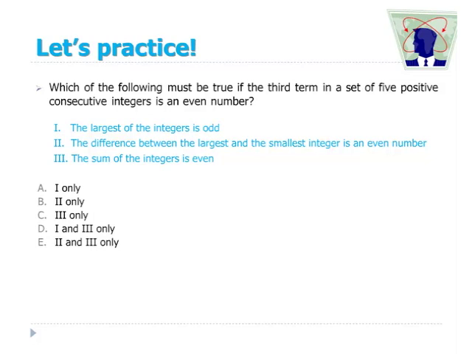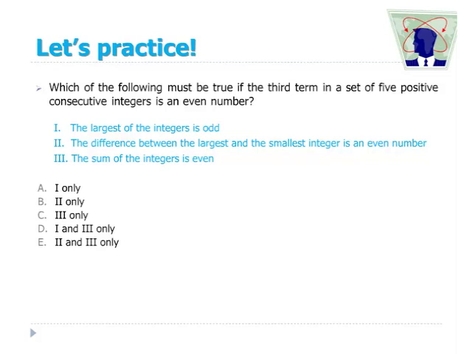Which of the following must be true if the third term in a set of 5 positive consecutive integers is an even number? This may seem a really tough problem if you are not quite aware of the properties of consecutive numbers, but picking numbers can make this problem a piece of pie.